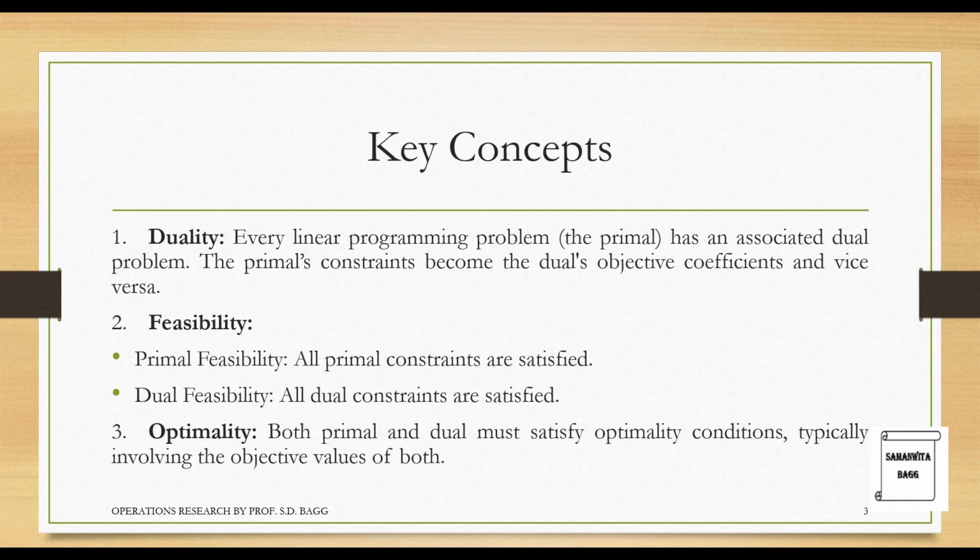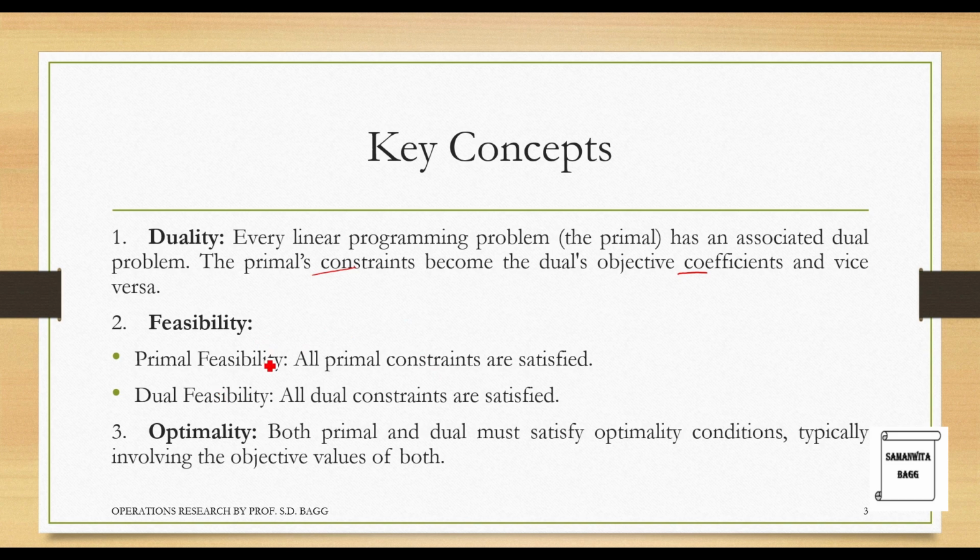There are a few key concepts. Duality. Every linear programming problem, the primal has an associated dual problem. The primal's constraints become the dual's objective coefficients and vice versa. When we discussed duality in LPP, we discussed this in detail. You can go through the last few lectures.